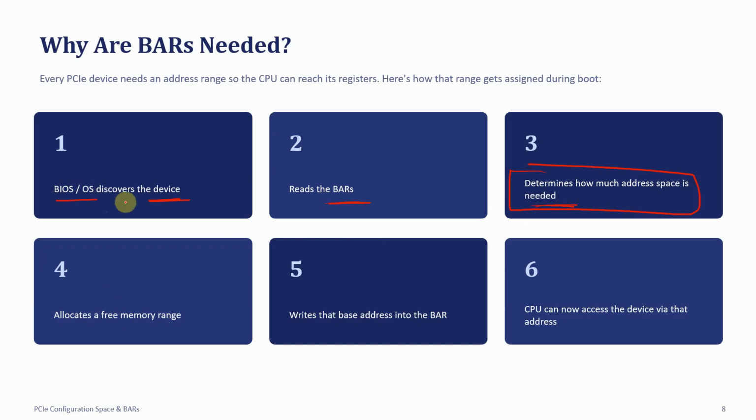So in these steps, it is going to discover the device, read the BAR, determine how much address space is needed, allocate a particular free memory range, and write the base address into the BAR, and the CPU is now going to access the device with that particular address. This is step number 1. Step number 5 and step number 6 we have discussed as of now.